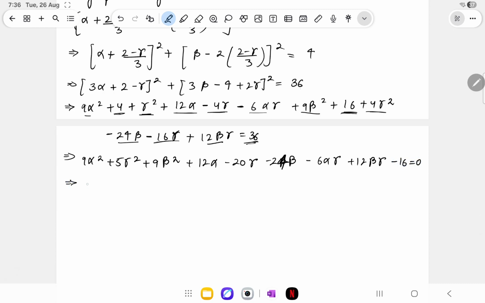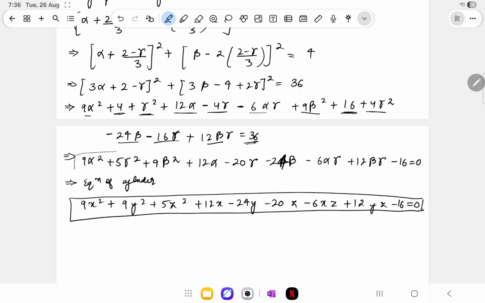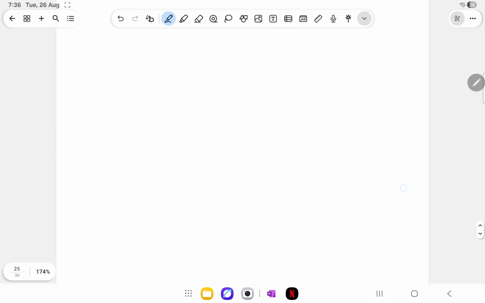So from here I'll get, so this is basically my locus of cylinder, because I assumed alpha comma beta comma gamma to be any arbitrary point on the cylinder. So my equation of cylinder is basically 9x square plus 9y square plus 5z square plus 12x minus 24y minus 20z minus 6xz plus 12yz minus 16 equals to 0. So this is basically my required equation of cylinder. So let's move on to the next question.